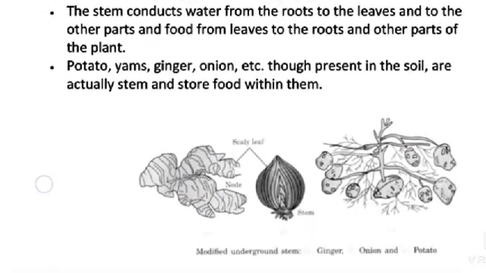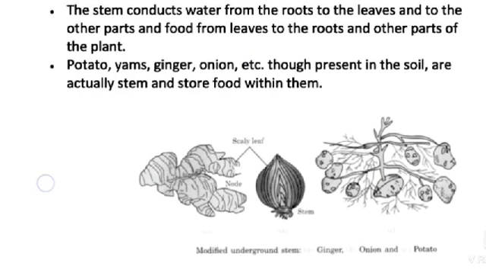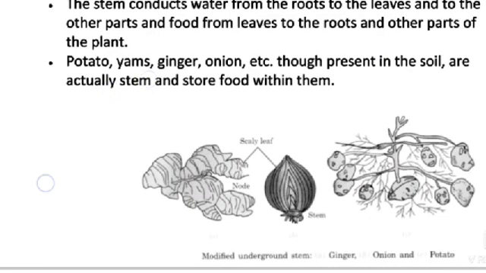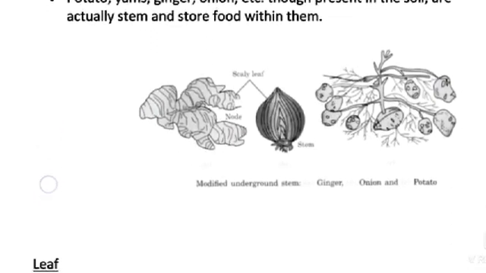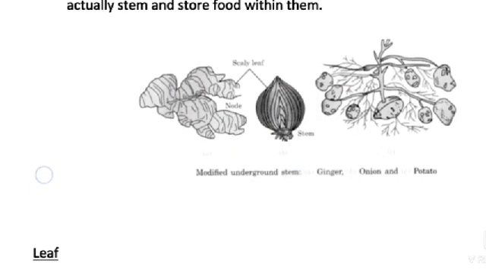Potato, yam, ginger, onion, etc., though present in the soil, are actually stems and store food within them. That is called a modification of underground stem. Ginger, onion and potato.